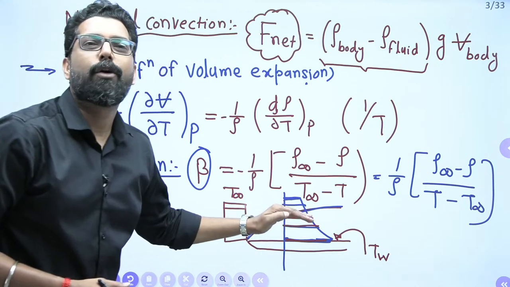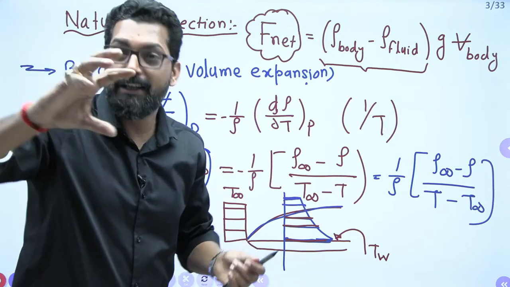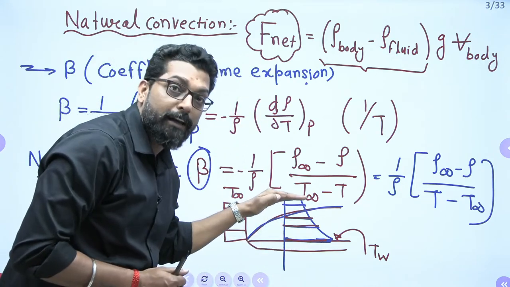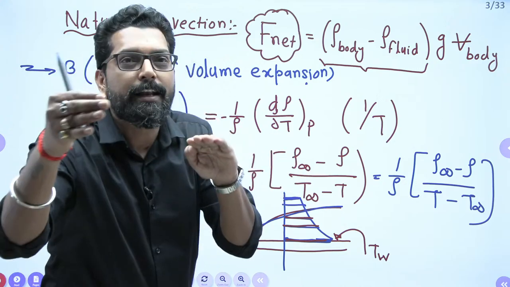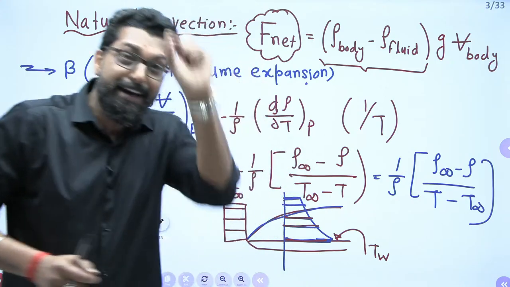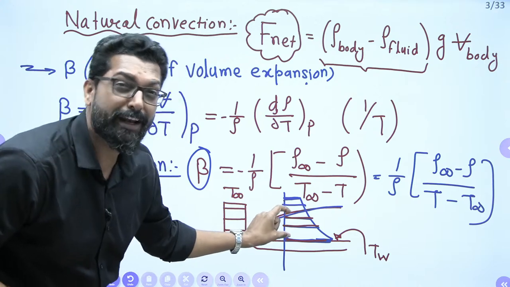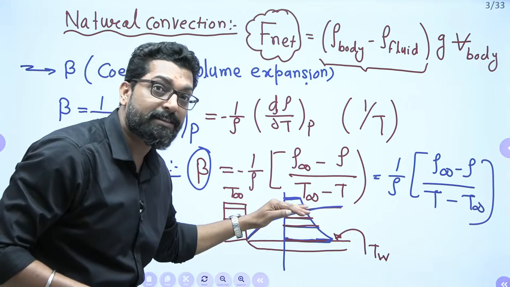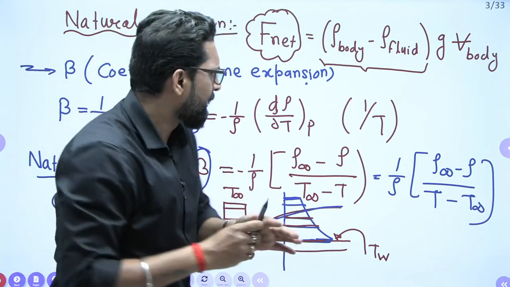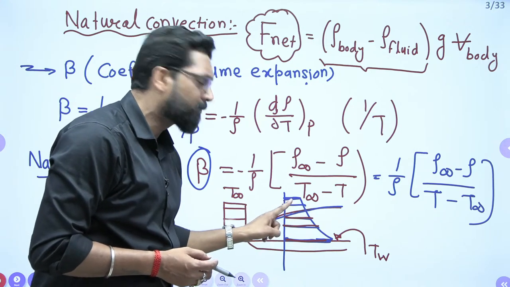Why? Because immediate to the fluid. This is the technical language. Immediate to the wall, that means above the boundary layer. Where does the boundary layer form? The boundary layer forms very near to the plate, very thin. So the infinite temperature is immediate to the plate, that means above the boundary layer. Yes, you may think like that. Sir, what is the infinite temperature? Infinite temperature is just above the boundary layer. Right?